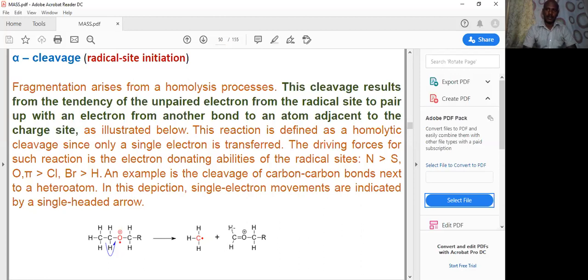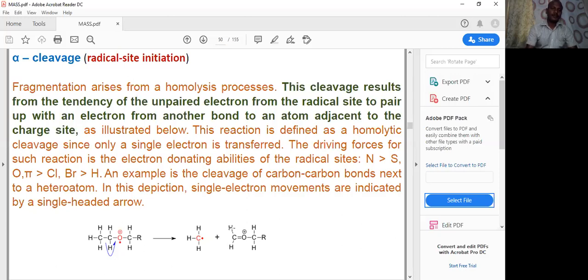Alpha cleavage. Did you understand? Yes, sir. Alpha cleavage, you can call it nothing but homolytic cleavage. In homolytic cleavage, what happens? Equal distribution of electrons happens.